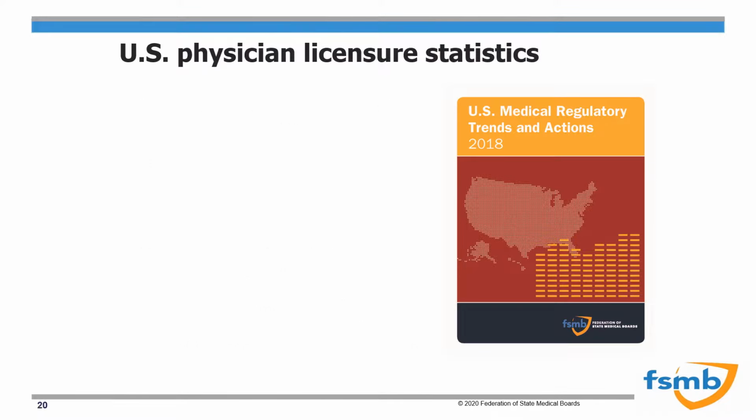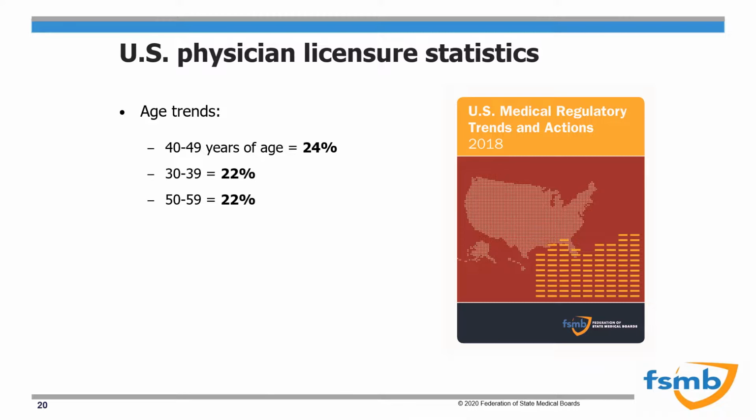The largest demographic group practicing medicine in the U.S. is between the age of 40 and 49, at almost 24%. This is followed by physicians 30 to 39 years old and 50 to 59 years old at roughly 22% each. Almost 11% of licensed U.S. physicians are 70 years old or older. More than 64% of licensed physicians are male and more than 34% are female. More than 80% of licensed physicians are certified by a specialty board.